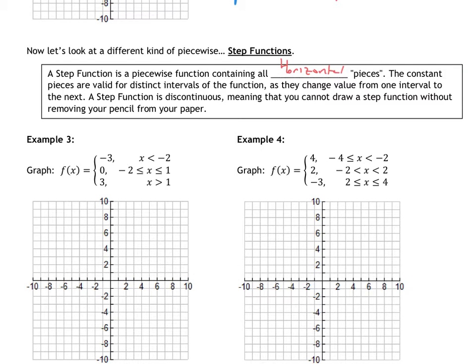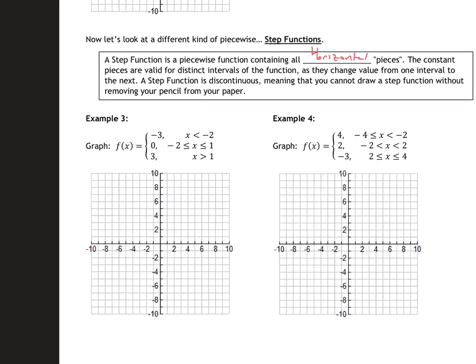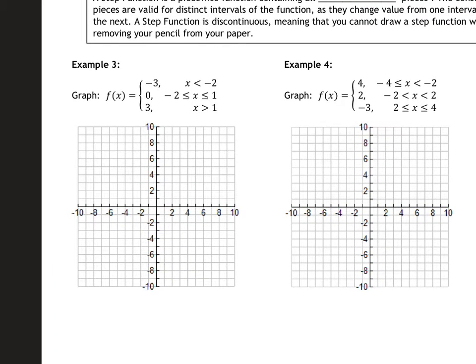So everything is horizontal. The constant pieces are valid for distinct intervals of the function. They could change and so on and so forth. So we're looking at these. These are nice and simple. You don't really have to create a table, because everything's horizontal. So this is everything less than -2 at 3. So I'm going to come down here. -2 is right here, if it helps to draw these. And then you got 1 as another boundary.